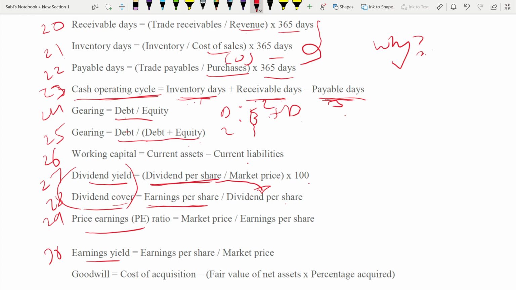Price earnings ratio, market price divided by earnings per share. So if you see here, they are using the market price and earnings per share, these two. You see, all these three are linked, 27, 28, 29. Market price, why? Because price. Earnings per share, earnings. You see, it comes from the first two words only. Price comes up, earnings come down. But it has to be per share, not the total earnings. Per share, and market price for one share.